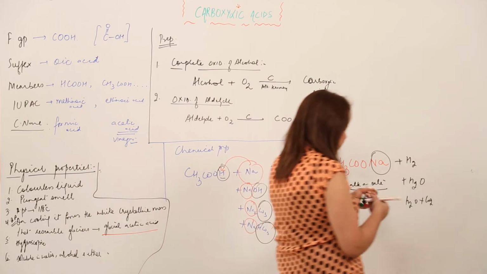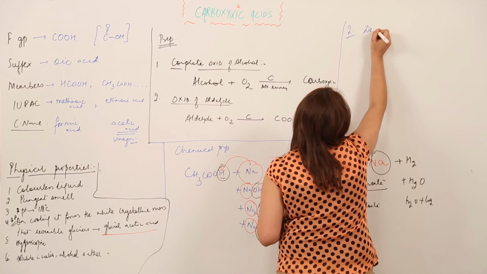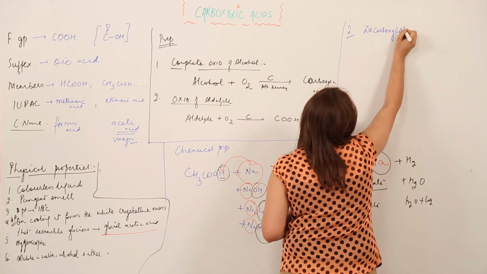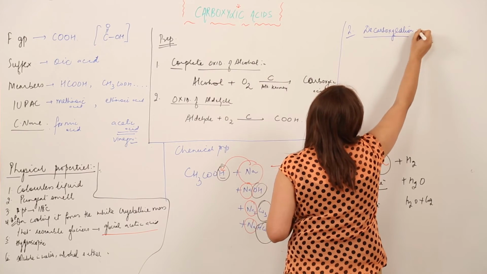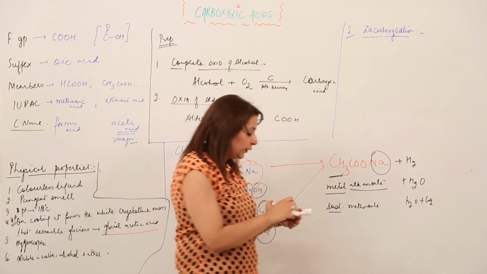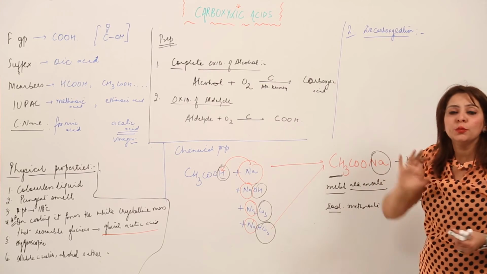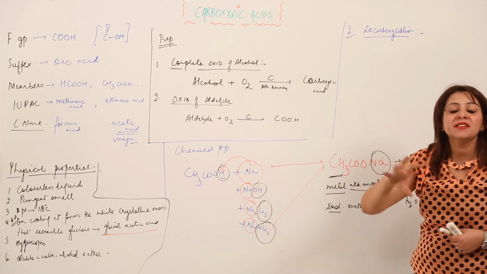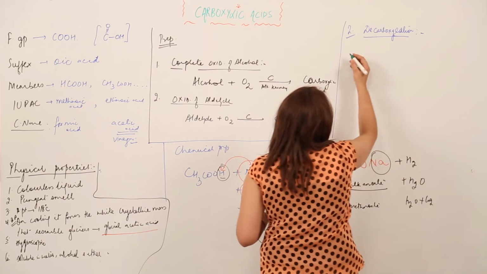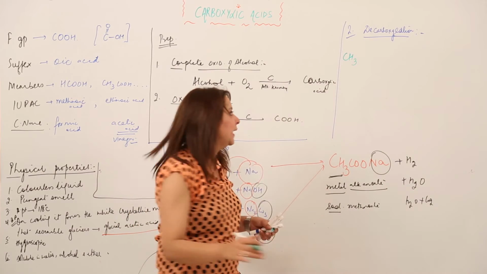The second important reaction is decarboxylation. In this reaction, the CO group will actually vanish. Just look at the board to see how it happens. As the name suggests, D means removal, and carboxylation refers to the carboxyl group, so it means the removal of the carboxyl group. Look at the board to see how it is going to happen. Suppose I start with an example again. I have acetic acid.